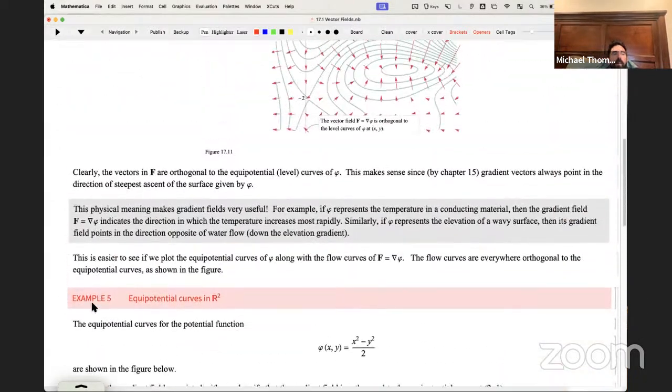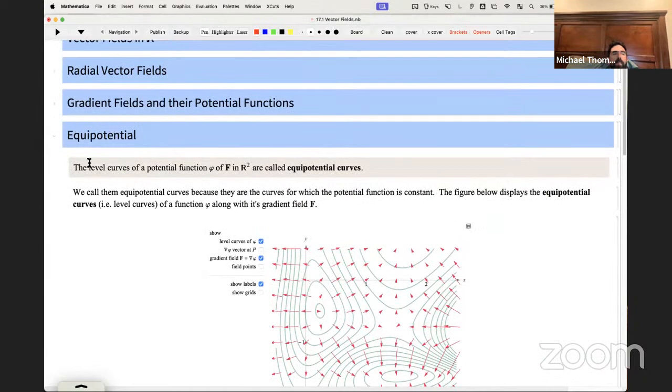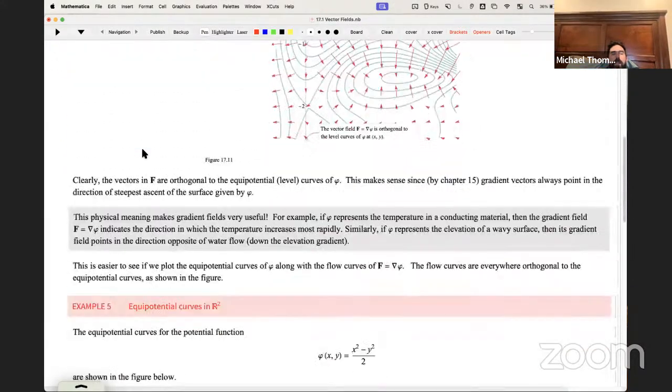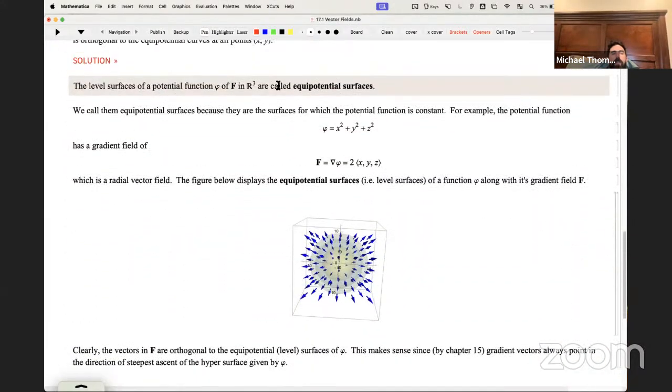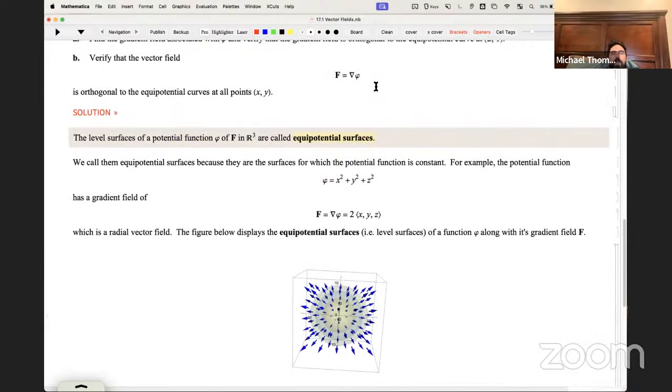All right, so that's for 2 dimensions. The level curves of a potential function phi of f in R2 are called equipotential curves. If you can imagine, we could take the same idea and extend it up to 3 dimensions, only instead of curves, we have surfaces. So the level surfaces of a potential function phi of f in R3, we call these equipotential surfaces.